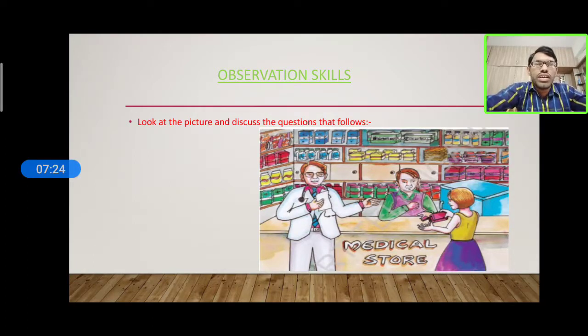Okay, so first, in the picture, how many persons are there? Three members are there. As you can see, one person is wearing a white coat. Who is the person in the white coat? With a small clue you can say he is a doctor.